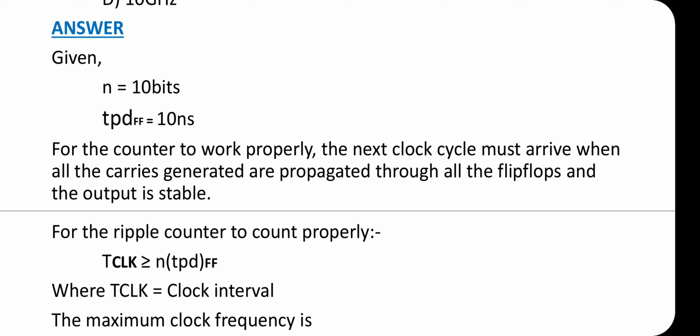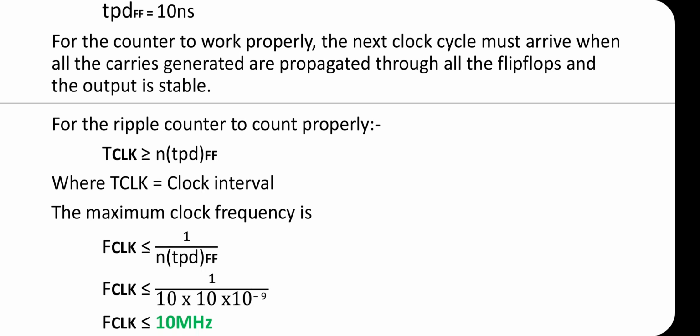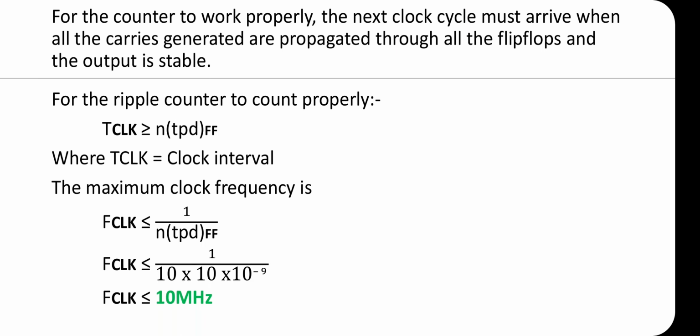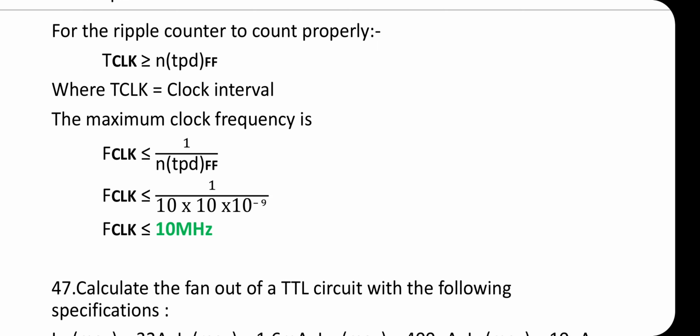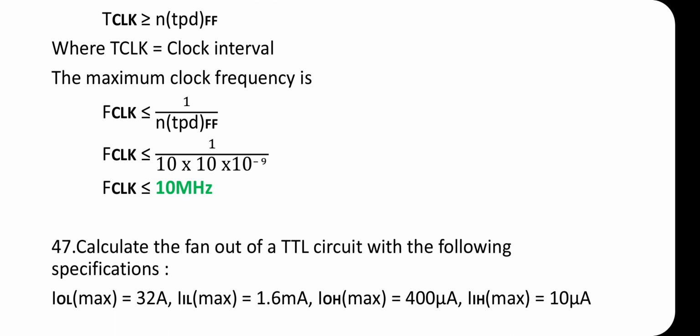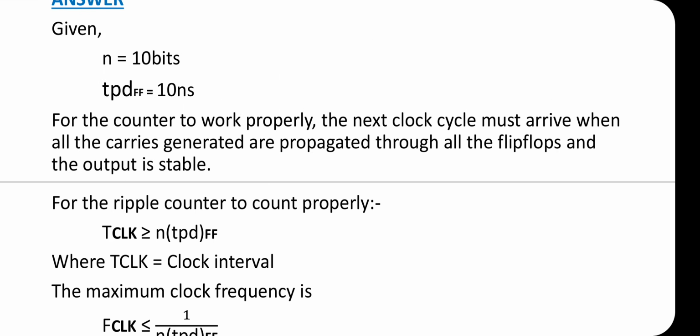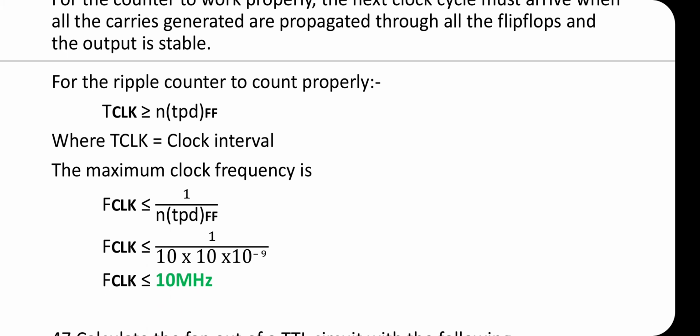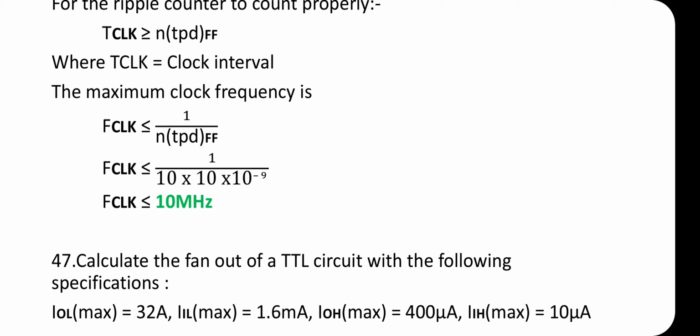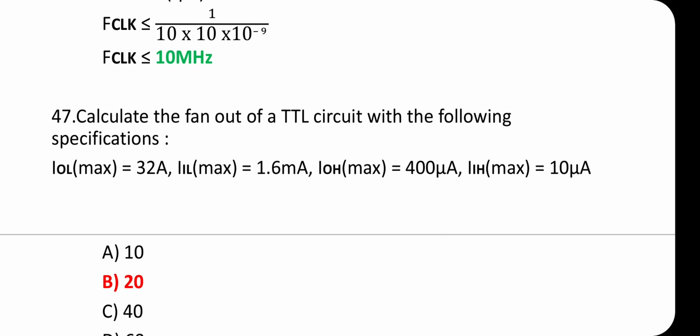for the ripple counter to count properly, T clock should be greater than or equal to n times the propagation delay time of the flip-flop, where T clock is the clock interval. The maximum clock frequency F clock is less than or equal to 1 by n times T PD of the flip-flop. Here it is given that n equal to 10 bits and T PD of the flip-flop is 10 nanoseconds. Substitute the values in this equation. F clock is less than or equal to 10 MHz.